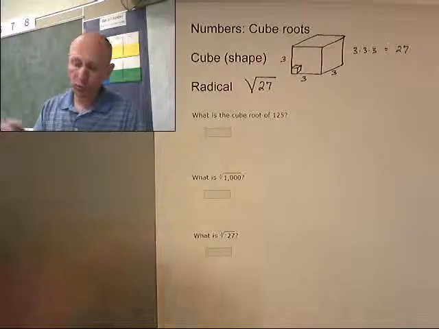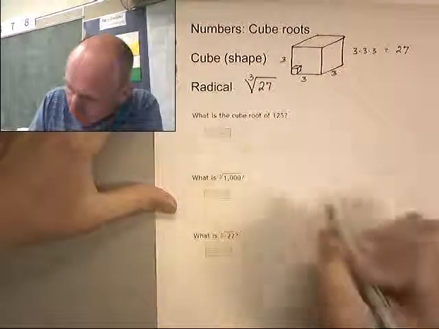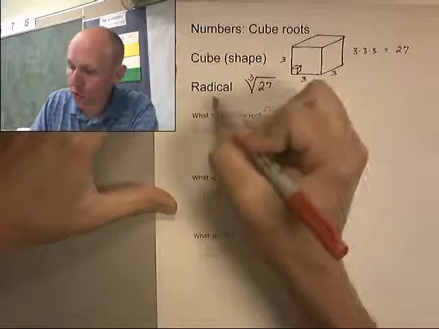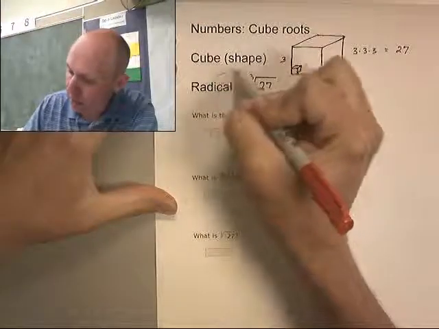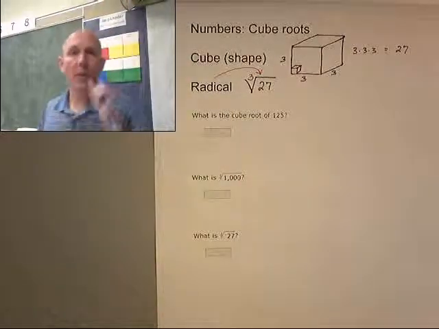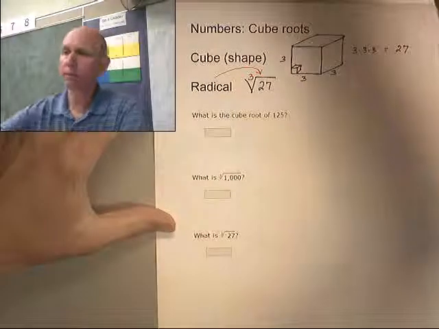Well, for the cube root, we still have that radical, but right in here, we have to put a little 3 to indicate that it is a cube root. But once again, this kind of funny little symbol here is called a radical. And when it has a 3 in it, it's called a cube root. Let's do some problems here.